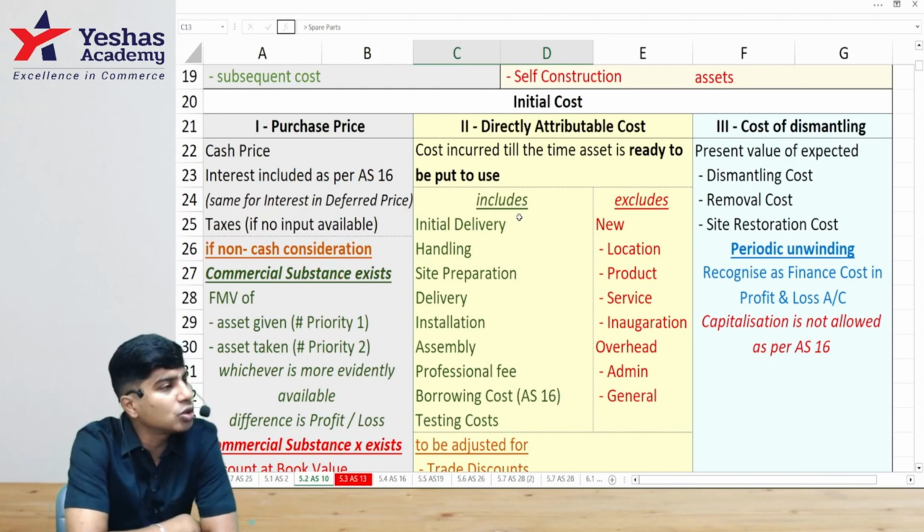What do we do with regard to our GST? If input tax credit is not available, add it. If input tax credit is available, don't add. That's the logic. And then after that, what do we do?